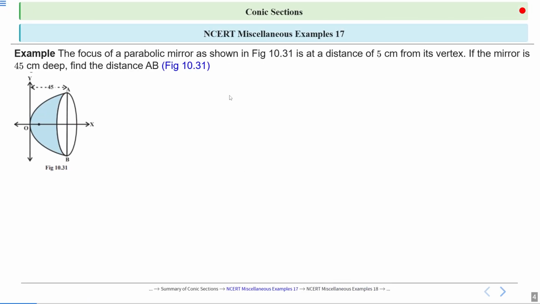Look at NCERT miscellaneous example 17. In this example, we have the focus of a parabolic mirror, as shown in figure 10.31, at a distance of 5 cm from its vertex. If the mirror is 45 cm deep, then find the distance AB. So we will solve this example now.